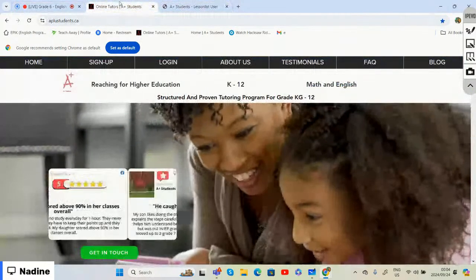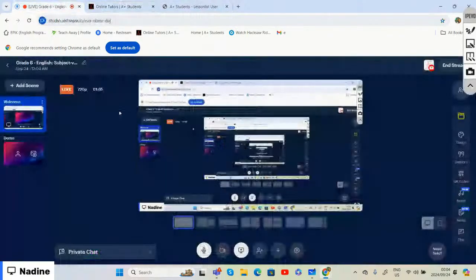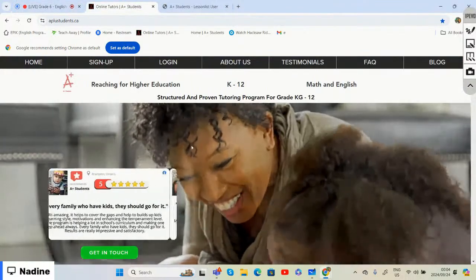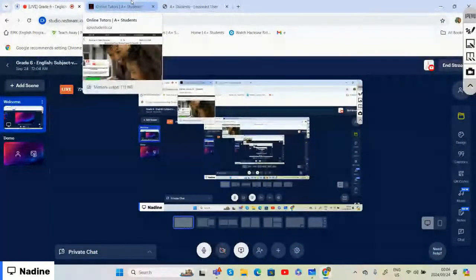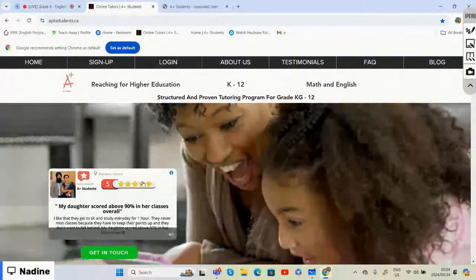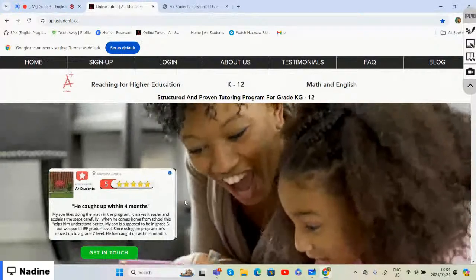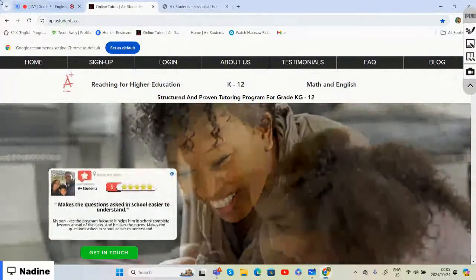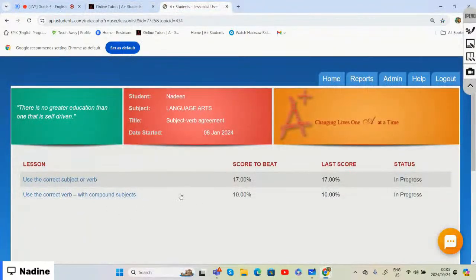Once you've logged on to aplusstudents.ca with our username as well as our password, then we're going to select the subject of English language arts, grade 6. Then we're going to scroll down until we get to subject verb agreement.